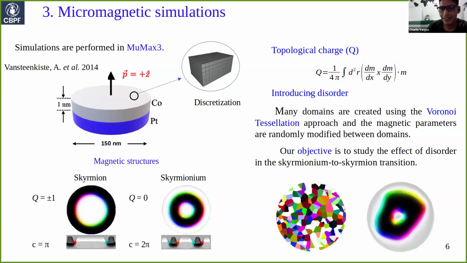We are interested in disorder, so we use the Voronoi tessellation method to artificially create domains in the nanodisk. At the same time, we can modify the magnetic parameters between domains. And here, our goal is to study the effect of disorder on the skyrmionium-to-skyrmion transition. Let me present the results.